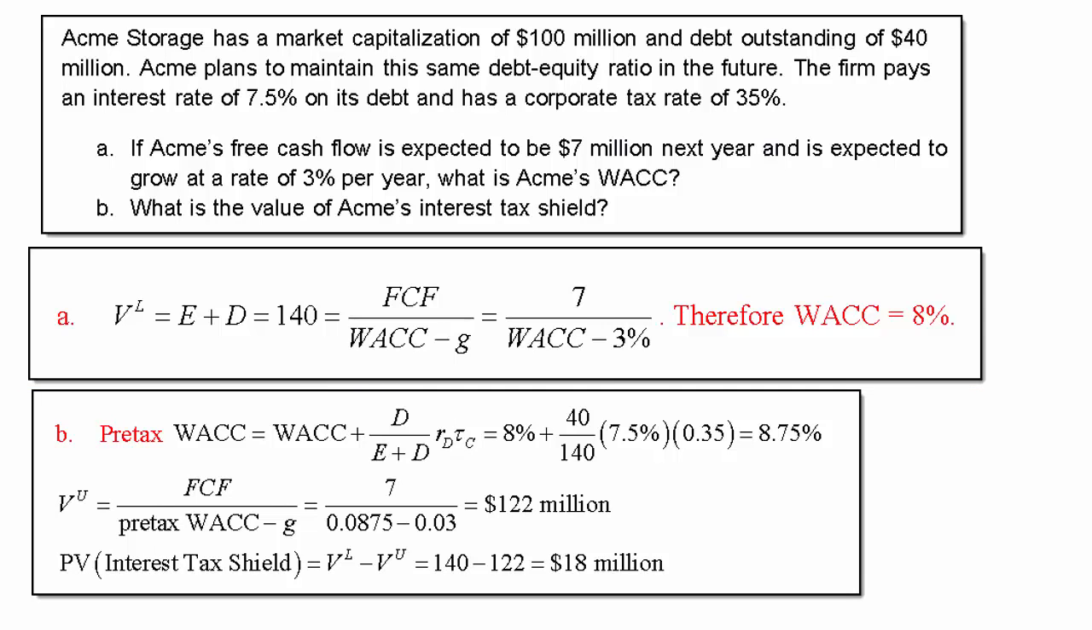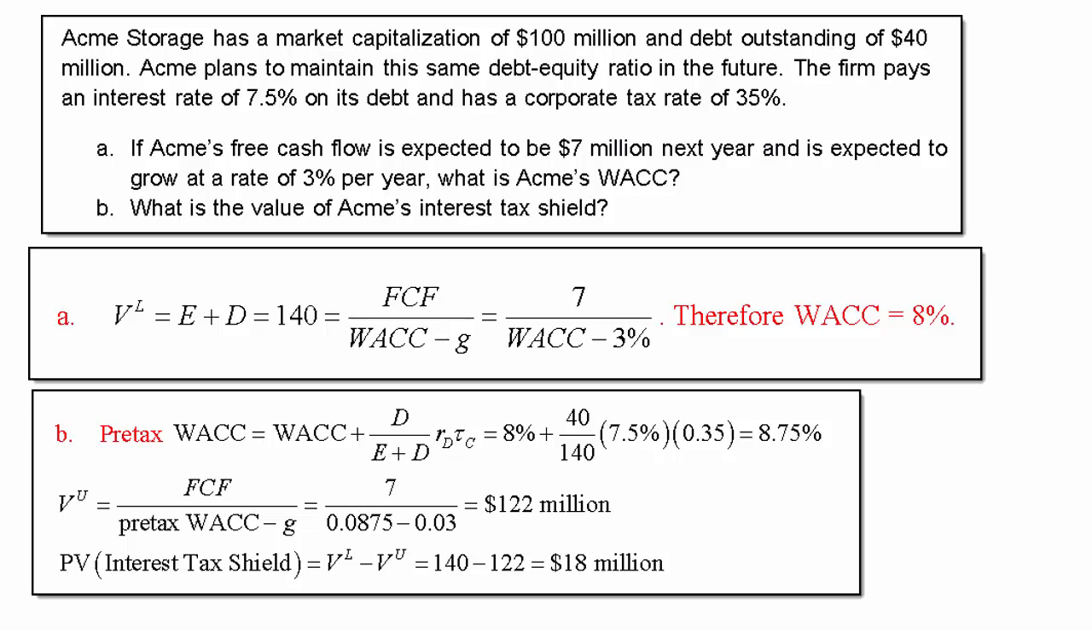Okay, next, Part B says, what's the value of Acme's interest tax shield? Well, pre-tax weighted average cost of capital is given by the formula you see in front of you. Take the weighted average cost of capital, add to it debt divided by equity plus debt times r_D and the tax rate τ_C.